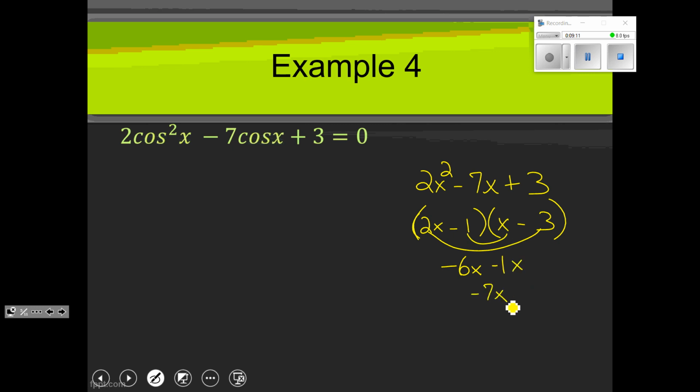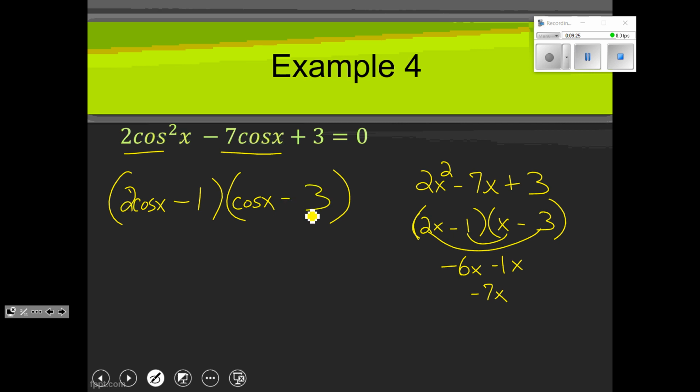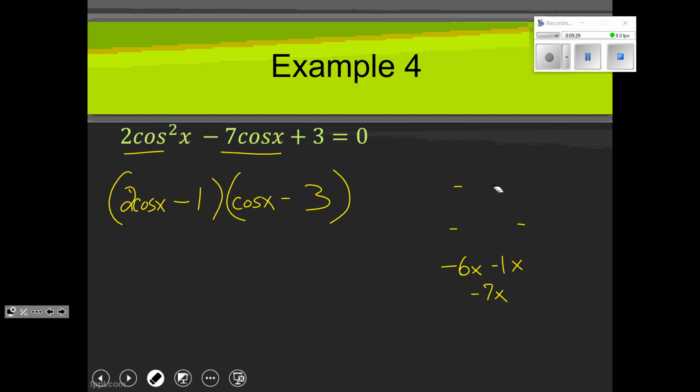Okay? So it's the same thing, except I've just got some cosines in there. So we're going to factor this into 2 cosine x and 1 cosine x. And I'm going to factor this into minus 1 and minus 3. Okay, so hopefully that made sense. And that should work out. If you FOIL that back out, it should work.